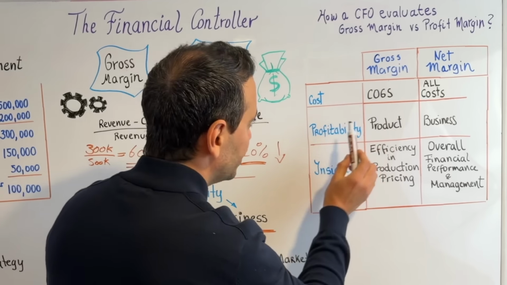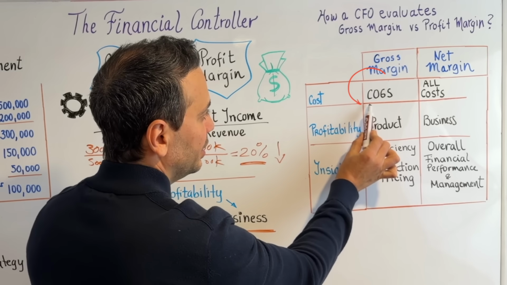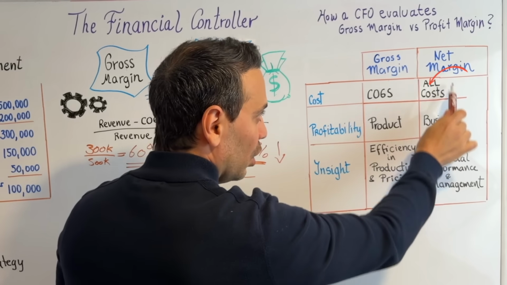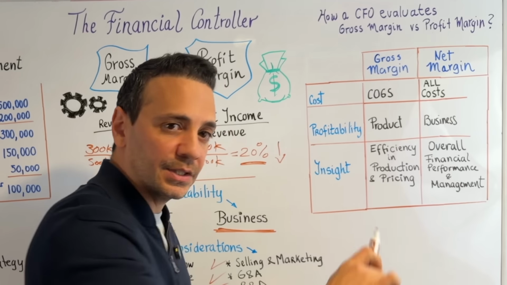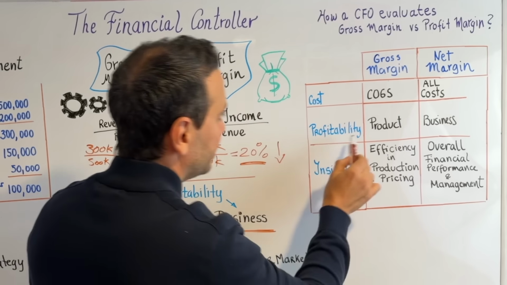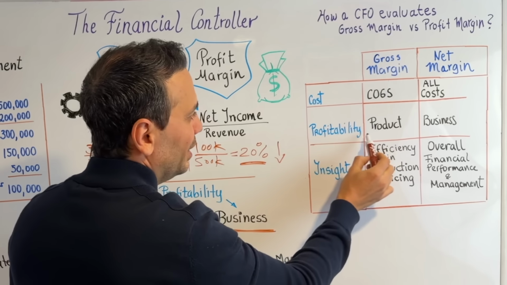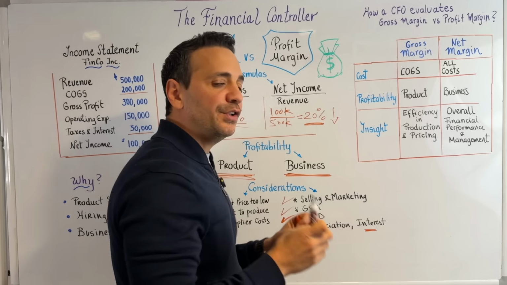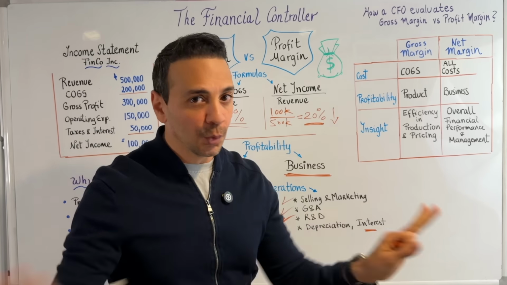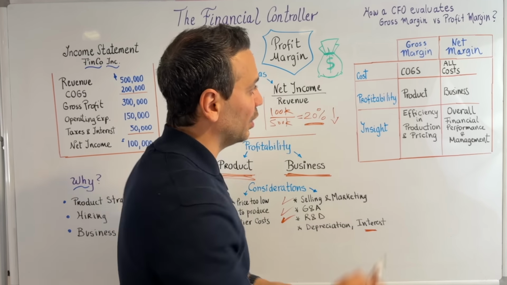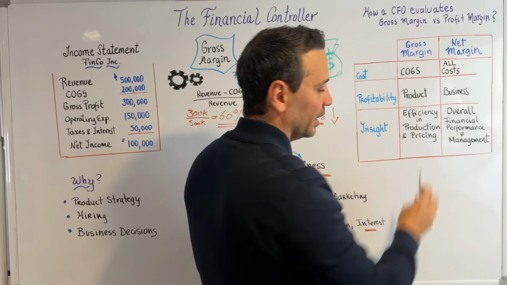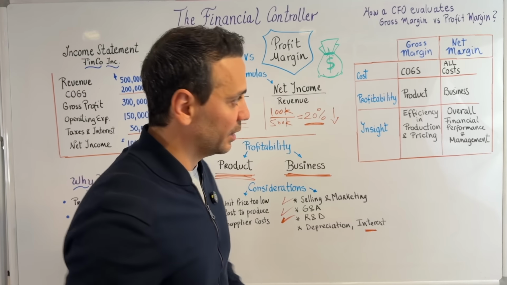So for gross margin, the cost that goes into the calculation is COGS, cost of goods sold, while with net margin, it's going to be all of your costs. So this is going to be your OPEX and depreciation, amortization, and interest. With gross margin, we're looking at the product profitability. From every unit that we're selling in product, how much are we extracting in profit before we talk about all of the other operating expenses, only product. Whereas with net margin, we're talking about the overall business profitability.